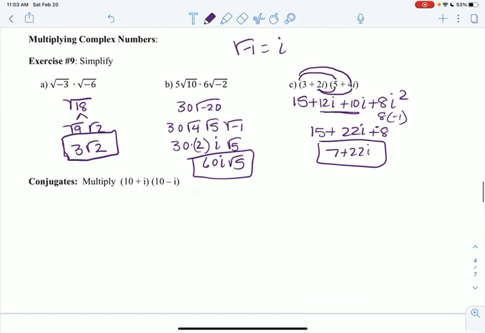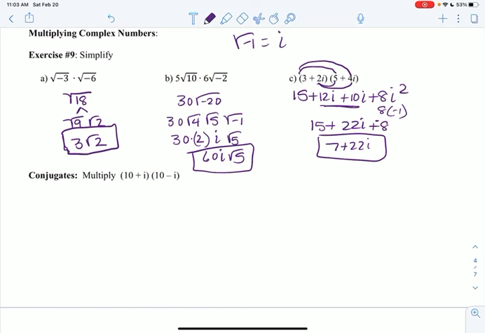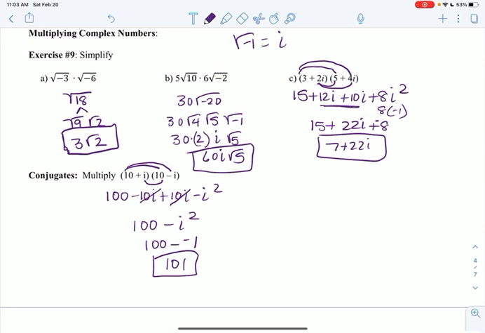And the last one that we're going to do here is conjugates. Remember with those conjugates, those middle terms are actually going to drop out. But let's FOIL it so you can see that. 10 times 10 is 100. 10 times i is negative 10i. i times 10 is positive 10i. And i times negative i is negative i squared. Those two middle terms cancel each other out, and I have 100 minus i squared. And remember, i squared is negative 1, so I really have 100 minus negative 1, which is just 101. So we're going to practice all of this adding, subtracting, and multiplying tomorrow.